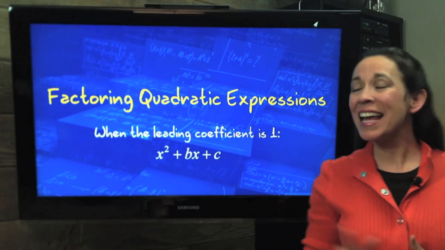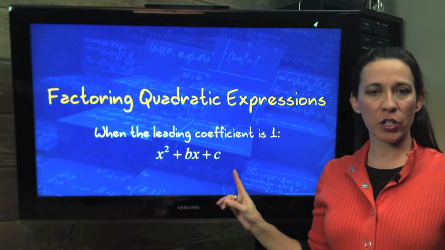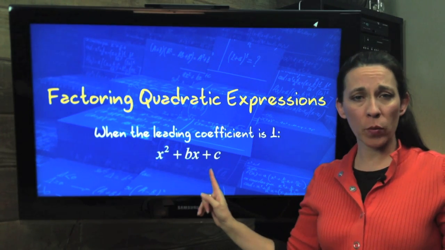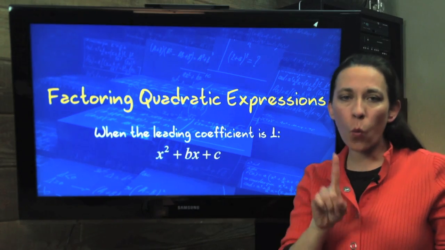Hi, welcome back. Now we're going to factor quadratic expressions where the leading coefficient is 1. Okay, so we have a trinomial. The front runner here is 1.